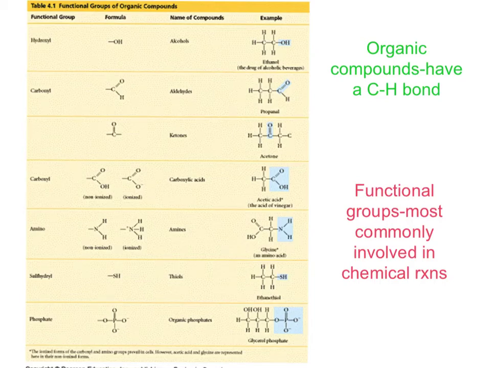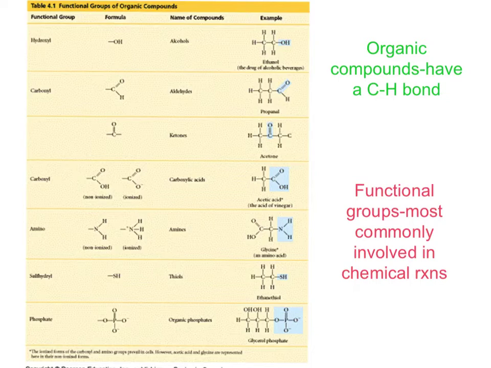So our next topic is going to be organic compounds. And if y'all remember from your freshman year, we had 4 major classes of organic compounds. Remember, proteins, carbohydrates, lipids, and nucleic acids. If y'all remember, our strict definition of an organic compound is that it has a carbon-hydrogen bond.